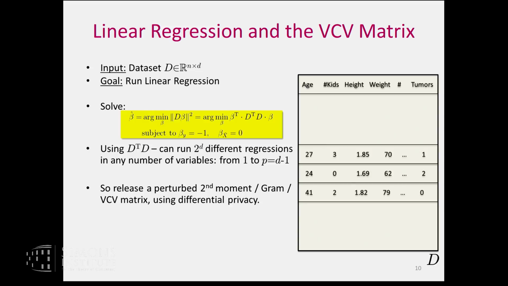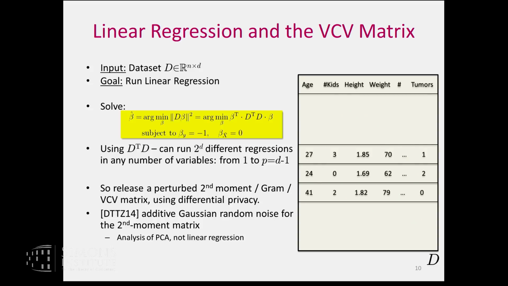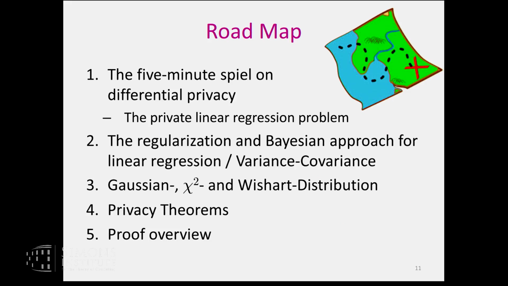And because it's such a common thing to do, there are also known algorithms for how to release the second moment matrix. One of them, by Dwork et al., like every other paper in differential privacy, just uses additive Gaussian noise on the second moment matrix itself, and releases it. And they analyzed it in terms of PCA. Okay, so this concludes the overview. Hopefully, now I'll start to talk about things that were new to me, at least, because I'm not a statistician.